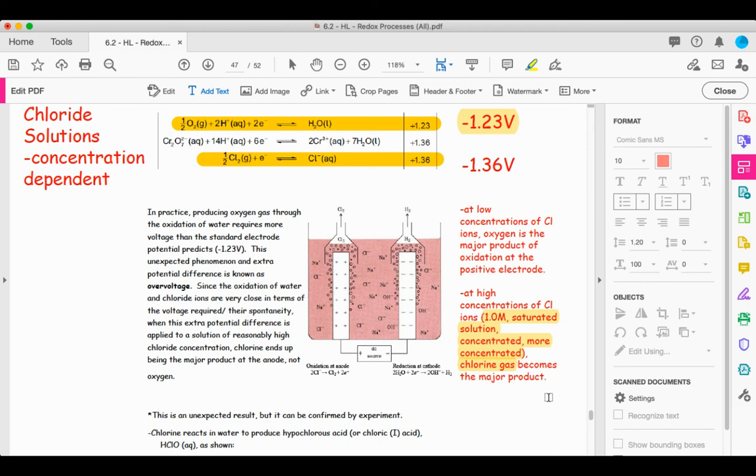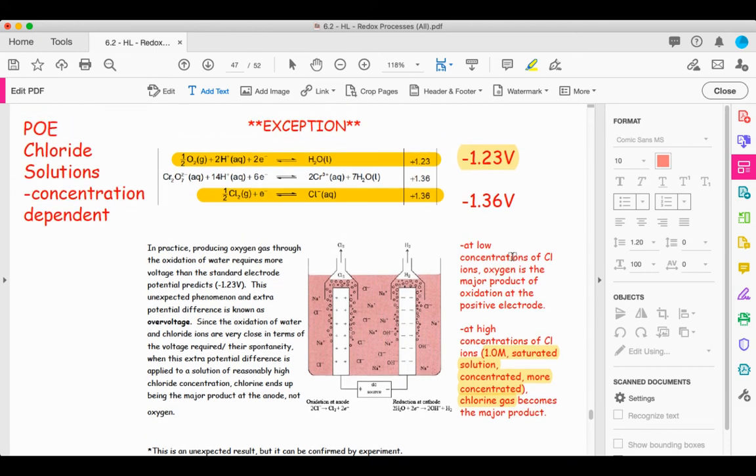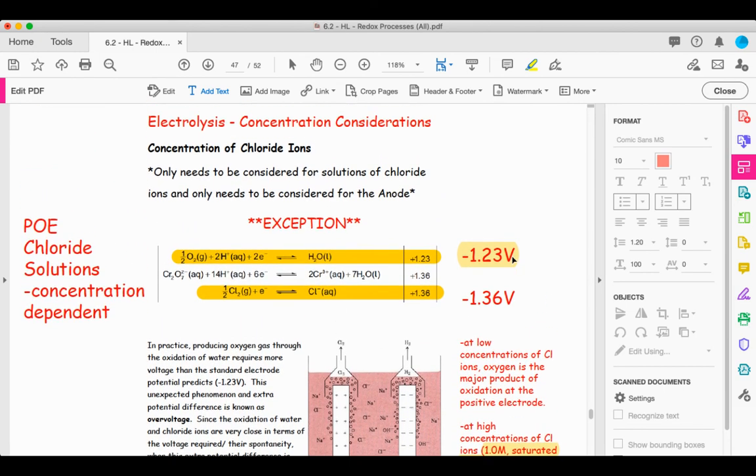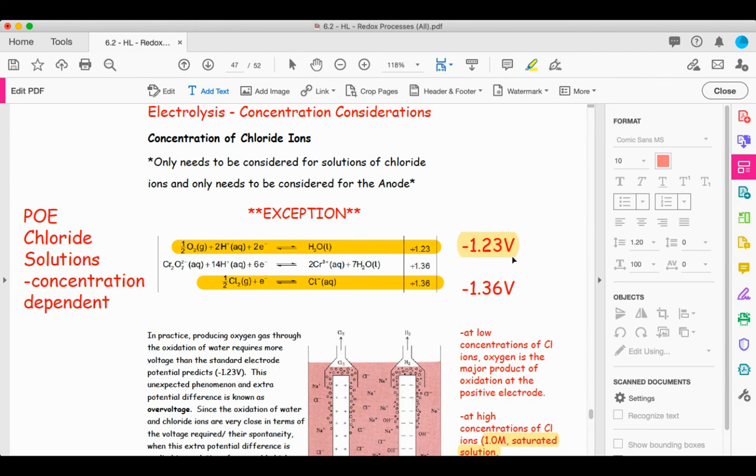That just very briefly scratches the surface of what's going on here. People have done IAs on this topic to see how the concentration exactly affects the ratio of oxygen to chlorine that's being produced. So it's a good choice for people if they're interested in it. But for now, the last bit to remember for the redox topic that could come up is when you deal with chloride solutions, be aware of any information they've given you about concentration, because that will affect whether you make oxygen at the positive electrode or whether you make chlorine gas at the positive electrode.